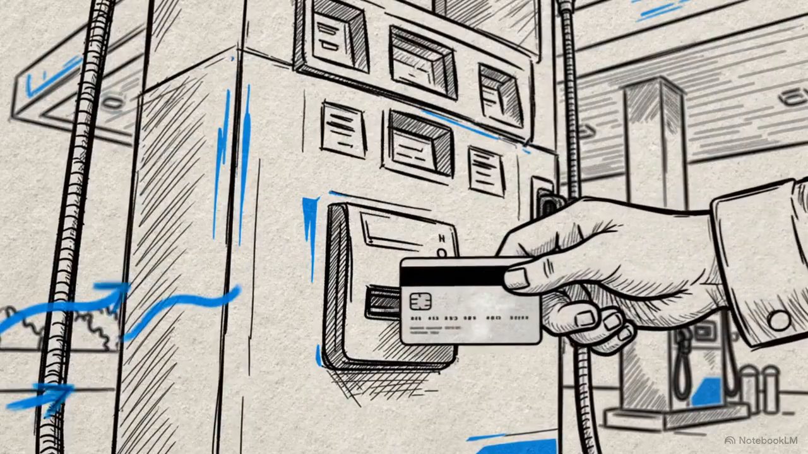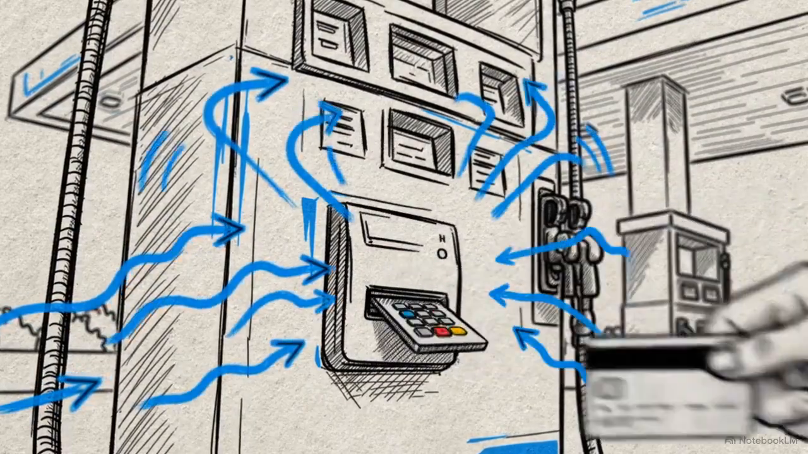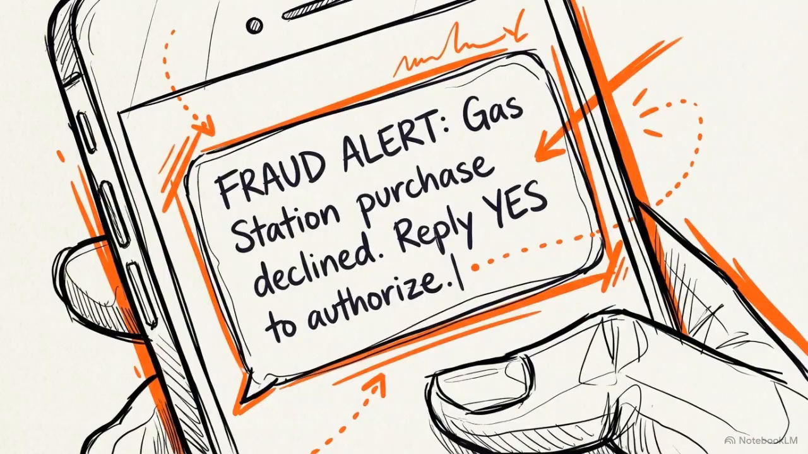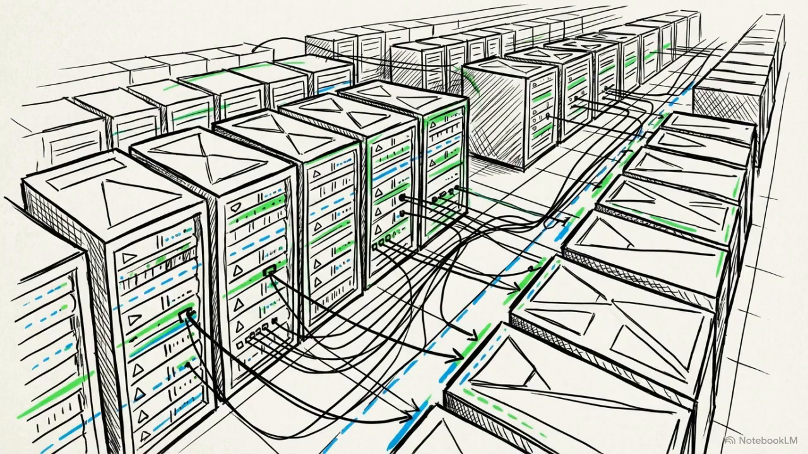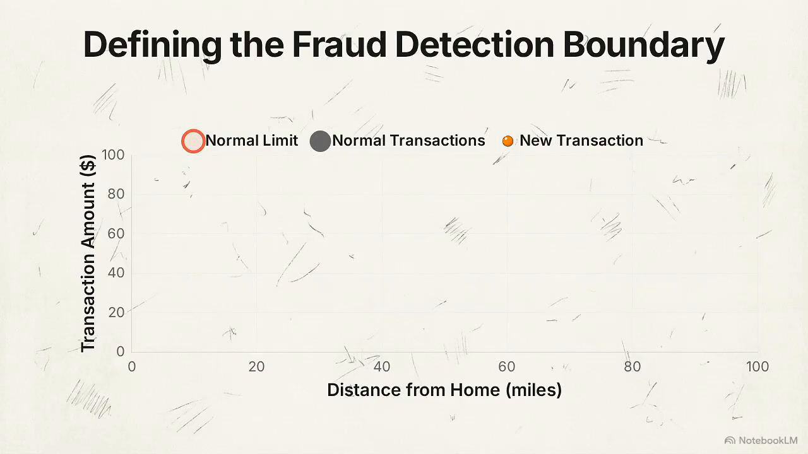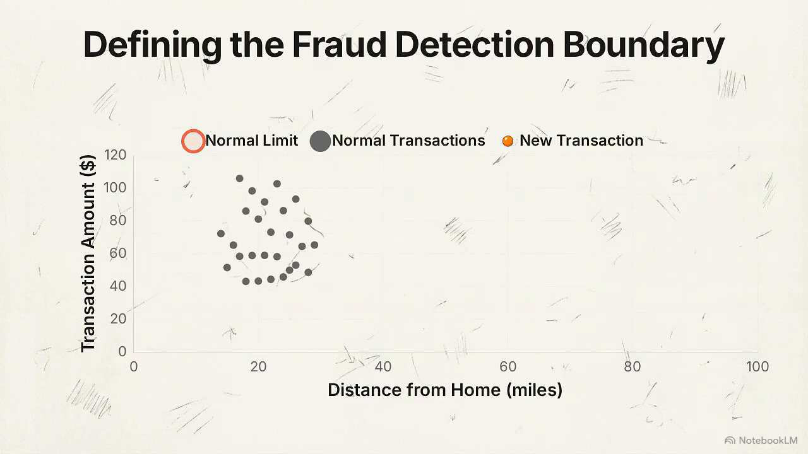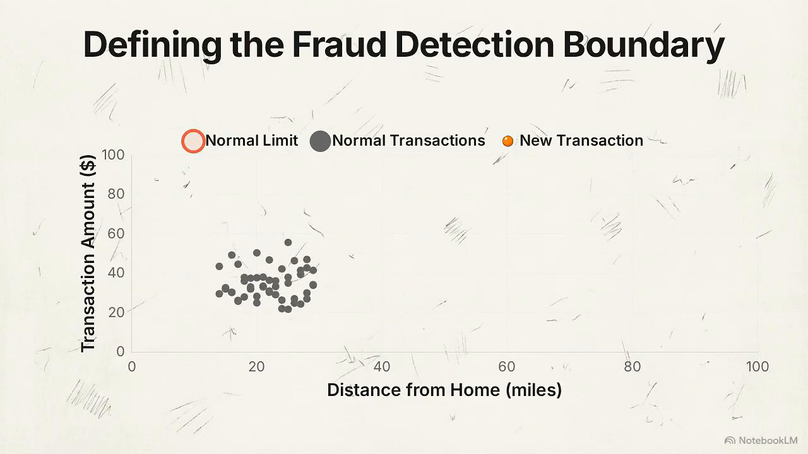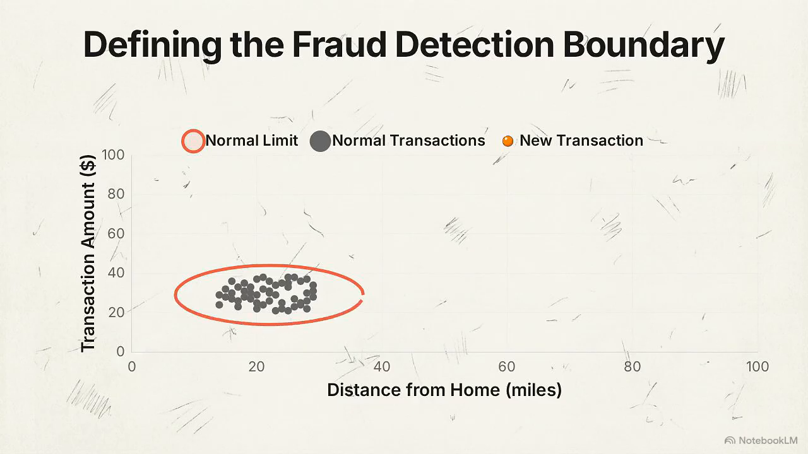A traveler swipes their credit card to buy gas at 2 in the morning in a new zip code. Instantly, they receive a fraud alert text, and the transaction is paused. To build this shield, the credit card company trained an isolation forest algorithm on massive historical logs. The algorithm learns the precise parameters of what constitutes normal spending behavior for each account. Here, a dense cluster represents normal transactions. The training phase extracts a single threshold multiplier, creating a rigid mathematical boundary around normal activity.